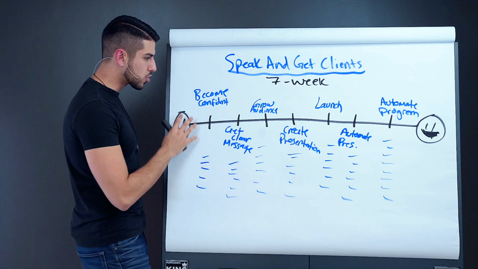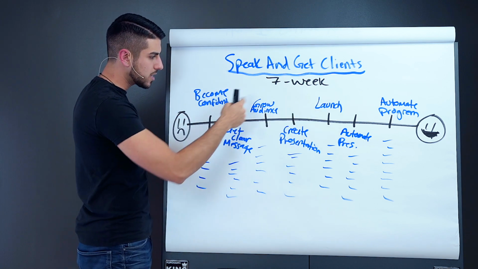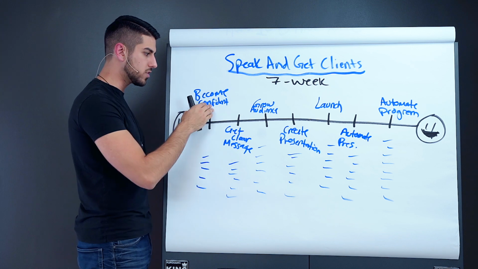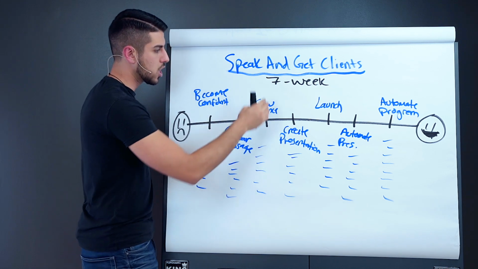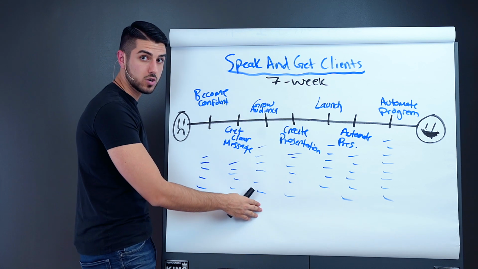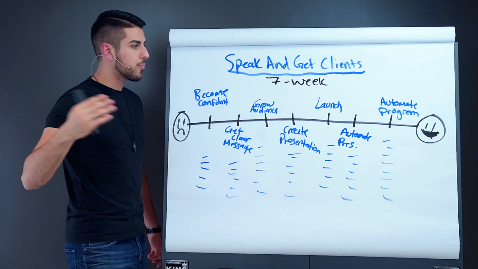Similar to the current and desired situation, in the big steps there's also a current and desired situation. They are where they are. They're not confident, we've got to make them confident. Not clear on the message, we've got to make them clear on the message. If we want to grow an audience, they have no audience, so we grow an audience.